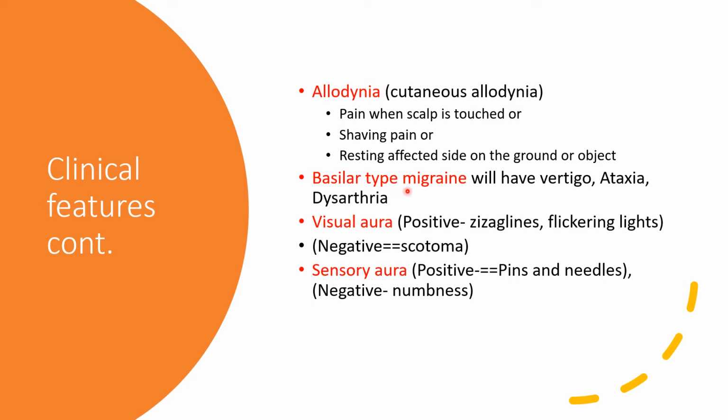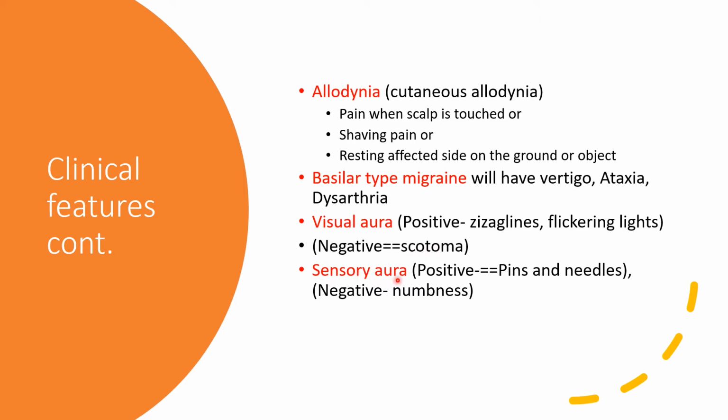There may be basilar type migraine. If that is the case, the affected individual will have vertigo. They're feeling dizzy, the ground turning around them. Okay. Ataxia and dysarthria. They will not be able to speak correctly for that period. Visual aura is termed positive when it is zigzag lines that they are seeing along with flickering lines, but it is negative when there is scotoma. Here, scotoma means a partial loss of vision. If that is the case, that is negative.